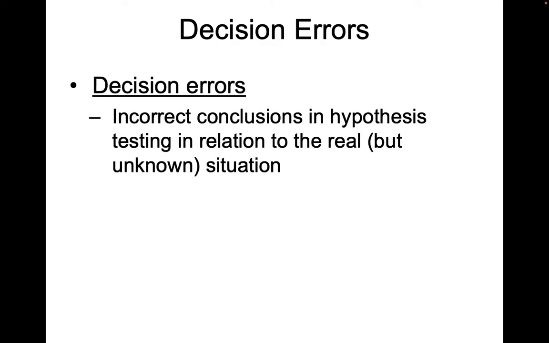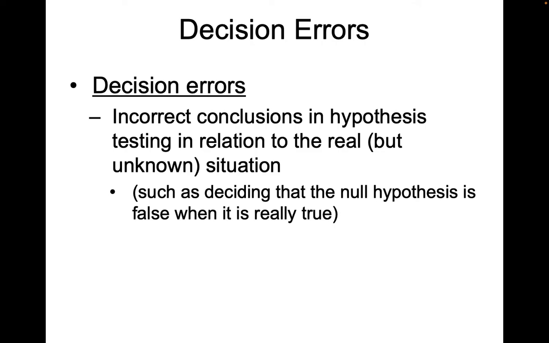So the definition of a decision error is an incorrect conclusion in hypothesis testing in relation to the real but unknown situation in the population. For example, we decide that the null hypothesis is false when it's really true.